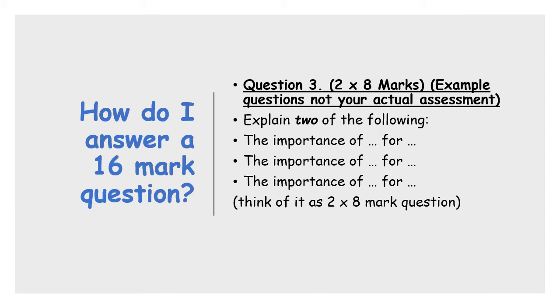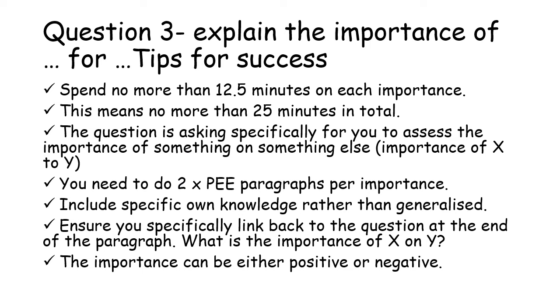The final question of the paper, I thought, how do I answer a 16-mark question? But actually, this is like 2 8-mark questions, because you're asked to explain 2 of the following, and the structure is the same: the importance of something for something else. So rather than thinking this is one big question, think of it as 2 8-mark questions. So spend about 12.5 minutes on each part, so no more than 25 minutes in total.